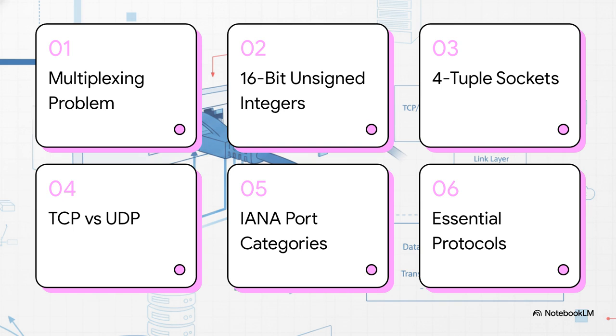All right, here's our game plan for today. We'll be looking at the multiplexing problem, 16-bit unsigned integers, the 4-tuple socket connection, TCP segments versus UDP datagrams, IANA port categories, and finally, those essential protocol specifications. Let's get right into it.